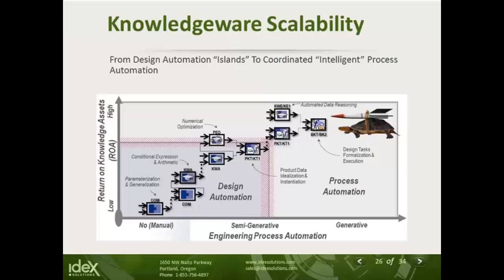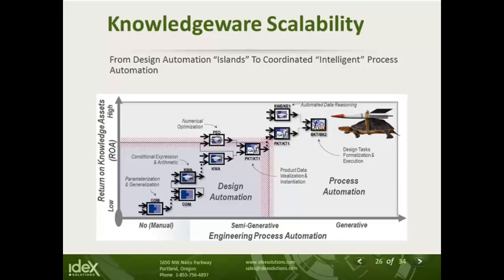So we've reviewed the CATIA Knowledgeware products, and now we're going to see how they can be connected together to achieve the greatest benefit to your business in terms of return on assets. So here's a little chart to show the scalability. So we start in the lower left-hand corner with COM, and then to COM we can add something like KWA, which we talked about earlier. And then on top of KWA, we could either go vertically up to PEO, or we could go over to the right to do PKT and KT1 for the template definition.